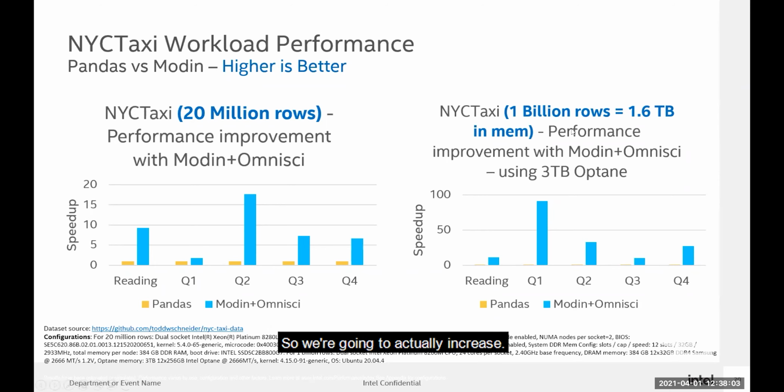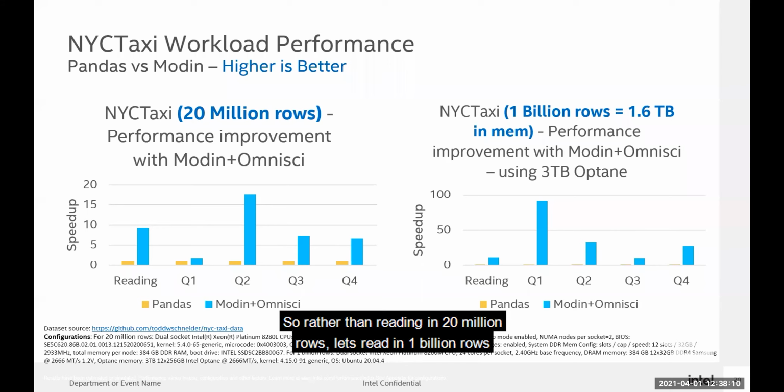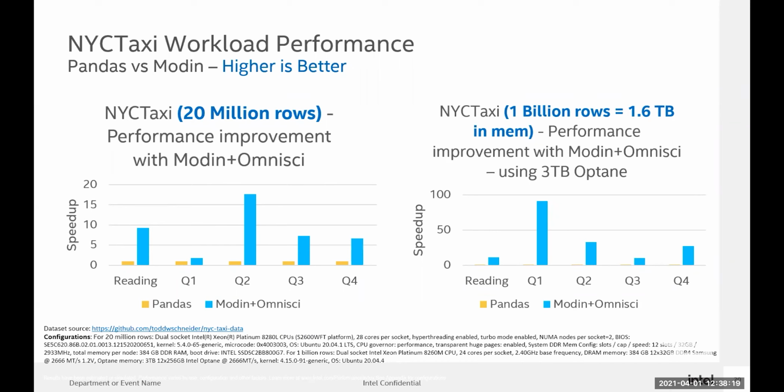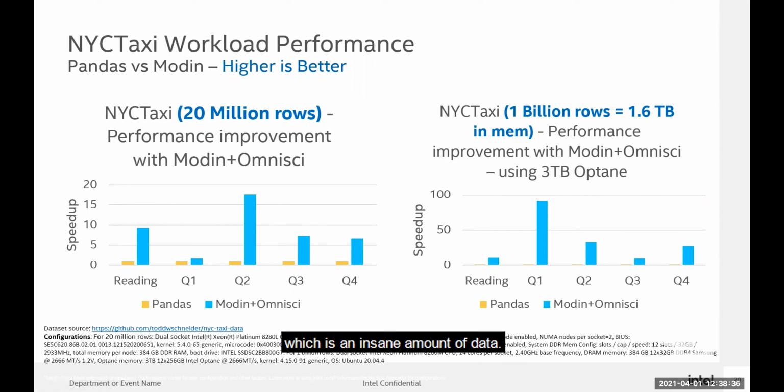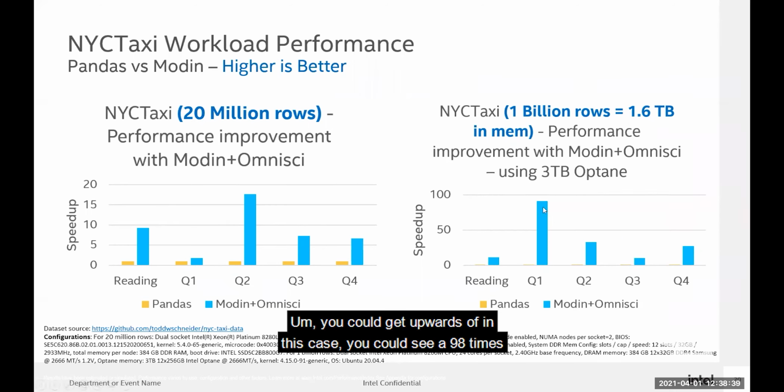So we're going to actually increase the NYC taxi data set. So rather than reading in 20 million rows, let's read in 1 billion rows of that data set, which is 1.6 terabytes in memory. That's a lot of memory. So if we actually look at this, which is usually impossible for Pandas. So if you see here 0, it's because Pandas can't handle this. But Modin with the OmniSci backend can on 3 terabyte Optane. What that means in terms of speed up on 1 billion rows, which is an insane amount of data, you could get upwards of, in this case, a 98 times speed up. And you could see here, that's around I'd say 10 here, 30 plus here, huge speed up.